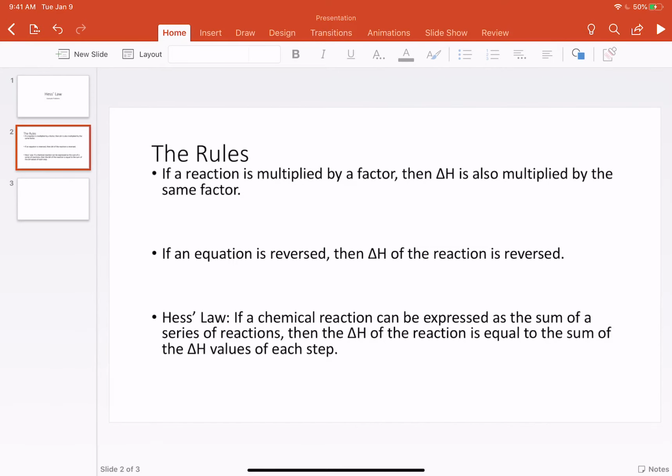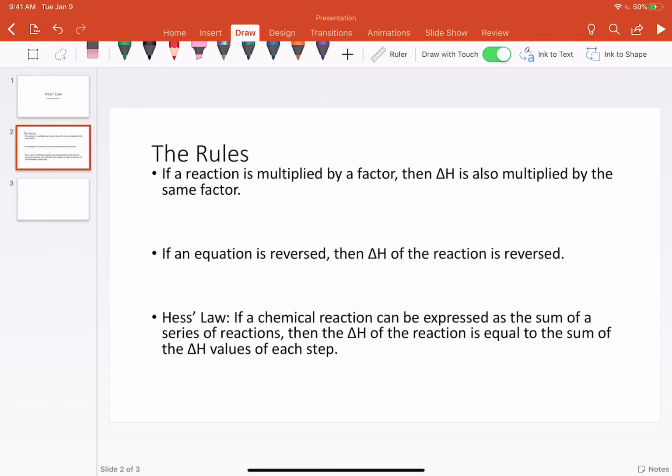So Hess's Law is made up of three rules. The first rule is that if a reaction is multiplied by a factor, then the delta H value, which remember is a numerical value, is also multiplied by that same factor.